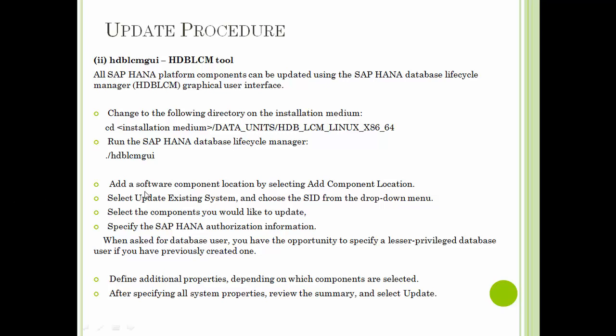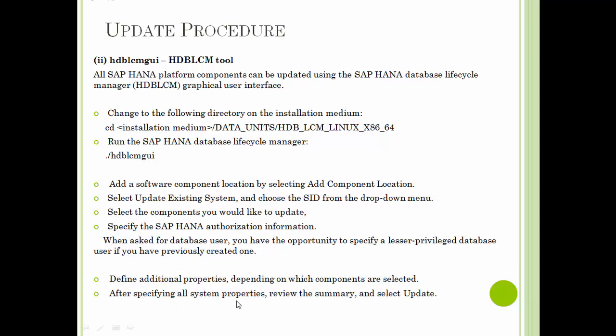Once we get the GUI, we have to add the software component location by choosing add component location. Once we have given the location, next we have to select update existing system. Choose the SID from the drop down menu and then select the components which we would like to update. We can select all or select a few components that we want to be updated. And specify the HANA authorization information, that is, provide the database user with the appropriate privileges. We can also define additional properties depending on the components that we have selected.